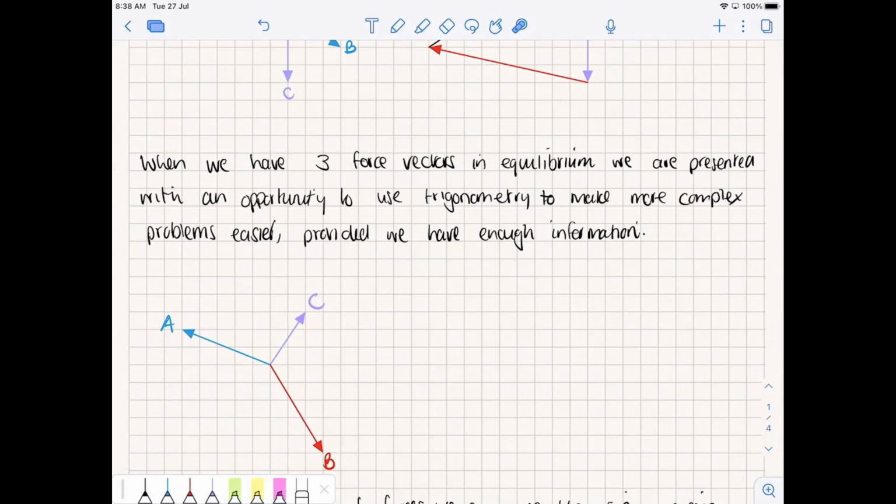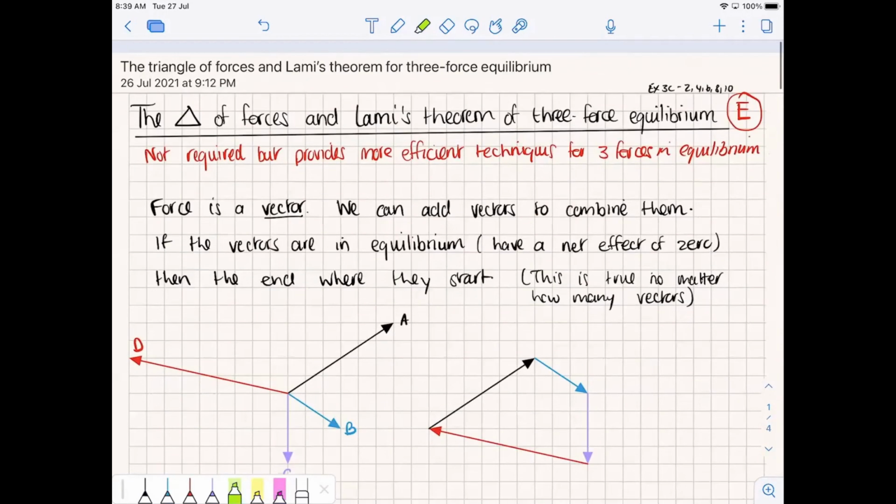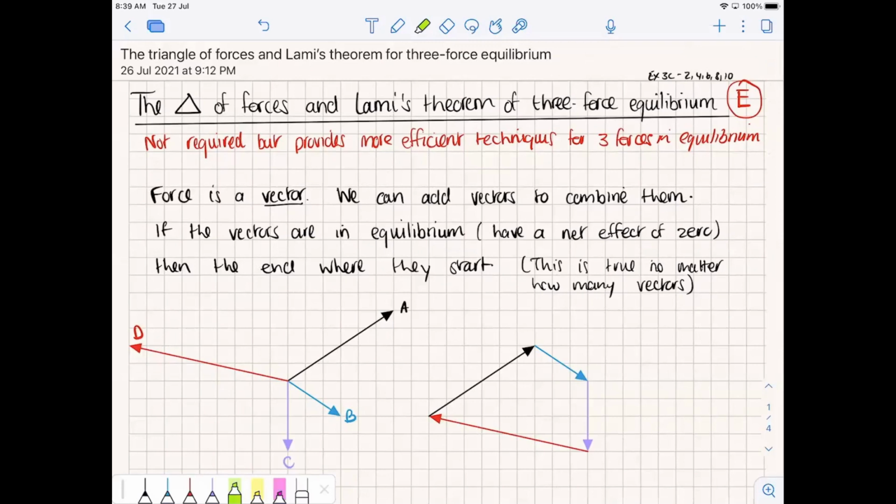And very importantly, we need to have enough information in order to still solve this way. So for those of you that just joined, Toya Keanu, this is what we call extension work. You don't have to use these techniques. You can split your vectors into components and resolve the vertical and horizontal component if you're comfortable with that. This is just going to provide you with additional techniques to solve three forces in equilibrium.